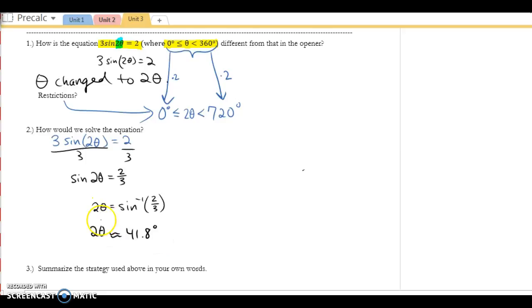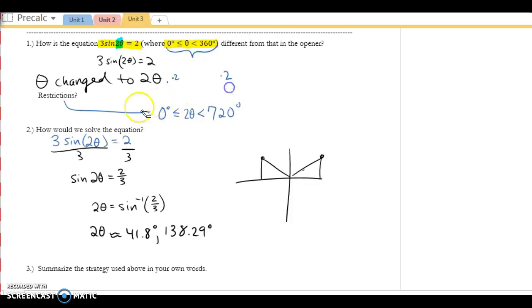Okay. So we've got that 2 theta could be 41.8. Before you start dividing, I want to think about what else this could mean. Well, sines need to be, again, in the first and the second quadrant. So this is just like before, where 41.8 is represented here, and the next one, which is 138.2, is represented here. Again, nothing different than last time. But what is different than last time is our restrictions. Go back to looking at our restrictions up here.